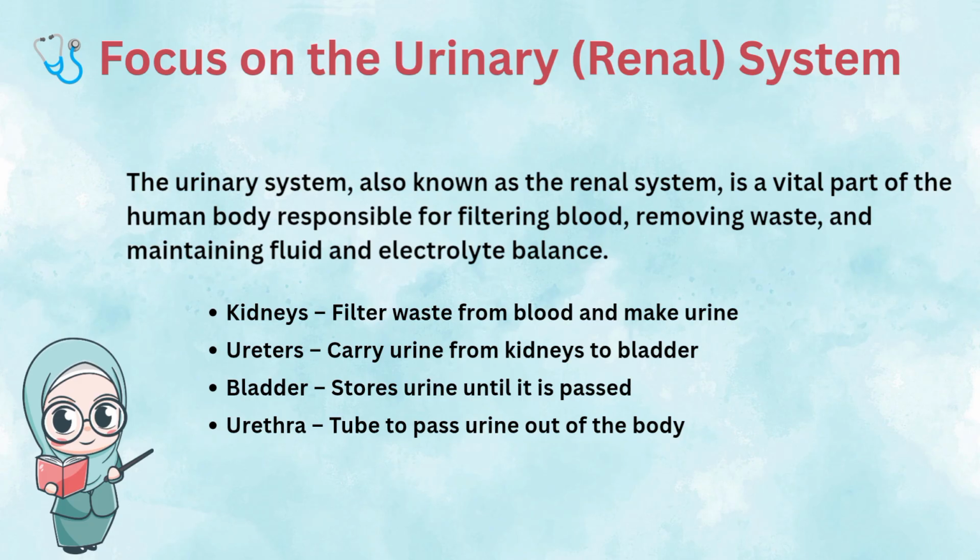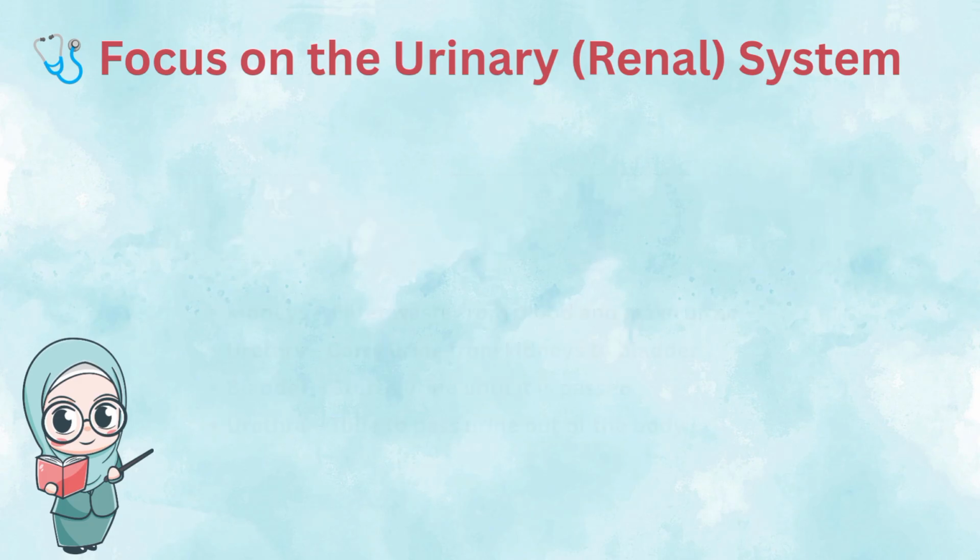The urinary system, also known as the renal system, is a vital part of the human body responsible for filtering blood, removing waste, and maintaining fluid and electrolyte balance. Kidneys, filter waste from blood and make urine. Ureters, carry urine from kidneys to bladder. Bladder, stores urine until it is passed. Urethra, tube to pass urine out of the body.